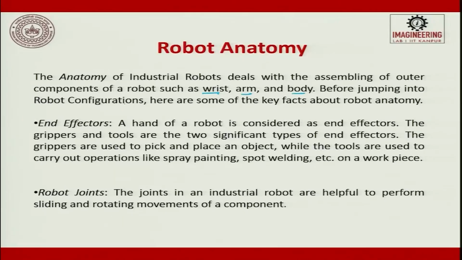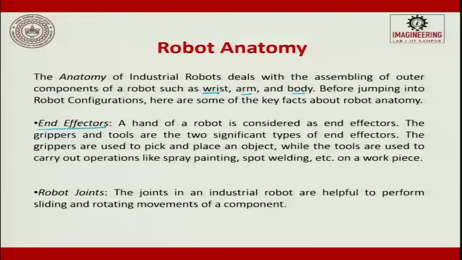Before jumping into robo configuration, here are some of the key facts about the robo anatomy which we should know. End effector. A hand of a robo is considered as a end effector. For example, when we talk, this is an end effector. So, this end effector, depending upon your requirements, it can do multiple operations like gripping, and then it can help in loading and unloading of parts. It can be used for eating, it can be used for washing, and so many things it can do. This is an end effector.